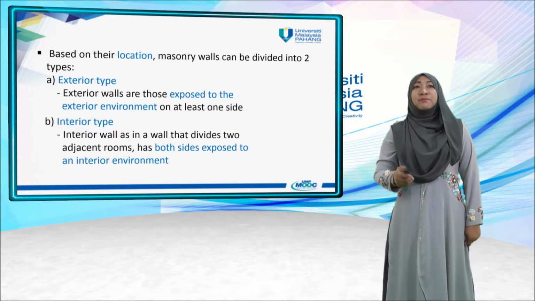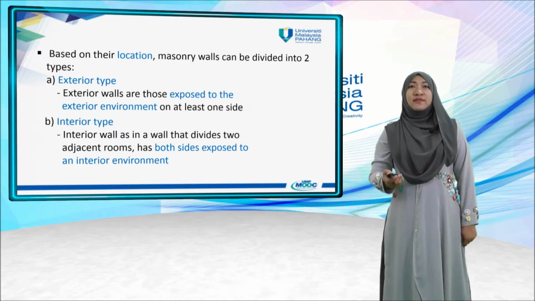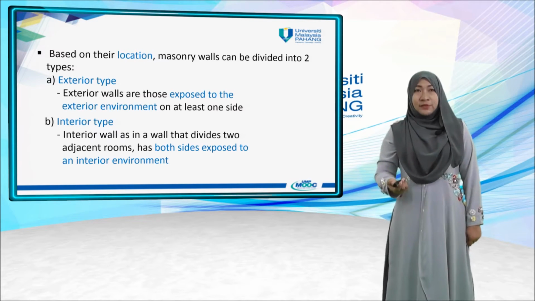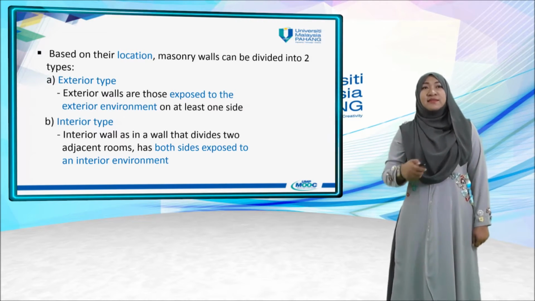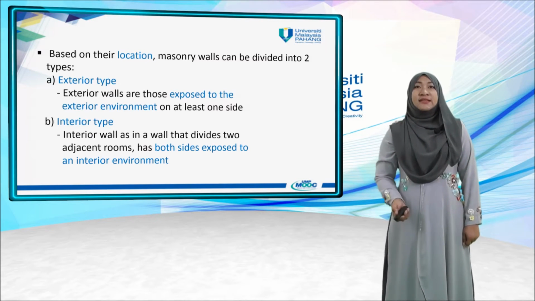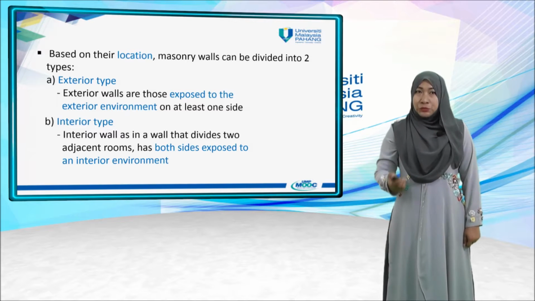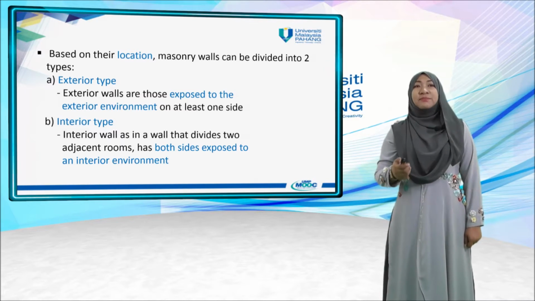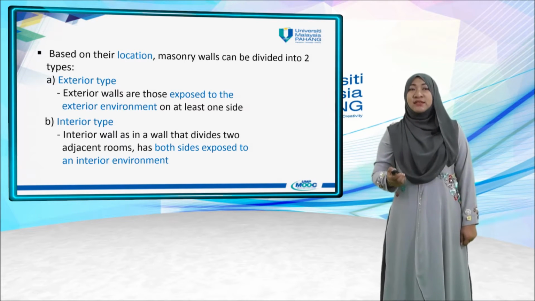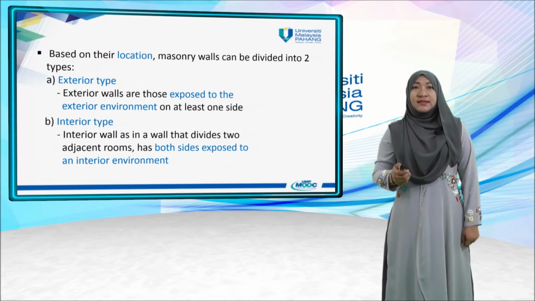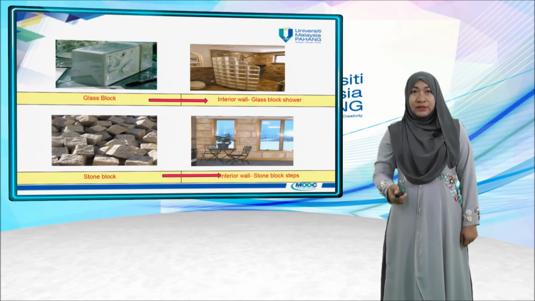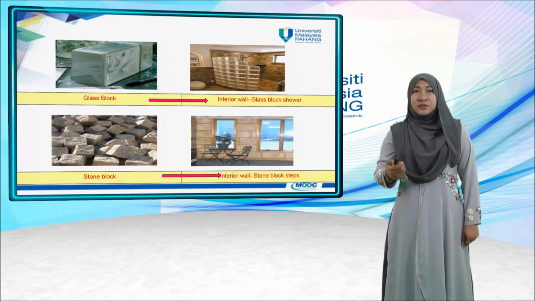Based on the location, masonry walls can be divided into 2 types. One, exterior type: exterior walls are those exposed to the exterior environment on at least one side. Number 2, interior type: an interior wall, as in a wall that divides 2 adjacent rooms, has both sides exposed to an interior environment.